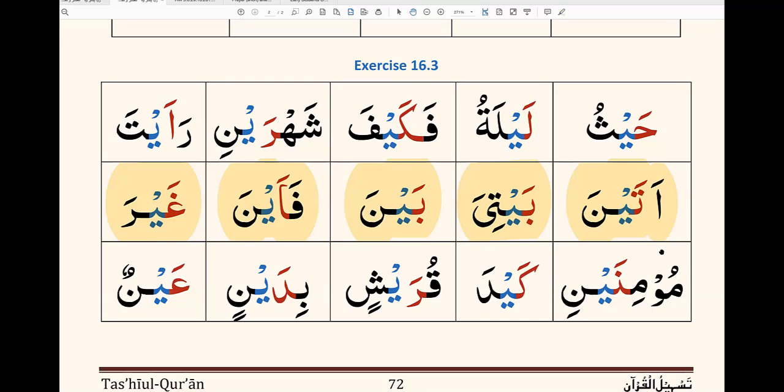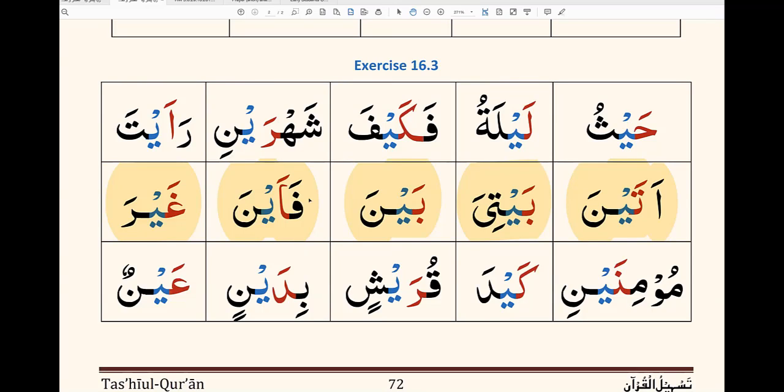Okay, starting at the beginning. Ataina. Ataina. Baitiya. Baitiya. Baina. Baina. Fa'ayna. Ba'ayna. Okay, once more. Try once more with this one.